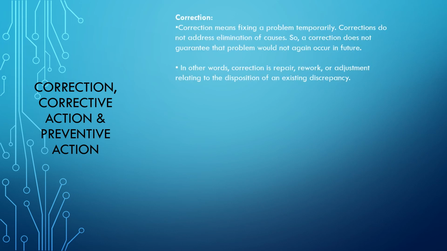So first let's understand what is correction. Correction means fixing a problem temporarily, right? Correction does not address elimination of causes. So a correction does not guarantee that the problem would not occur again in the future, right? In other words, you can say correction is a repair, rework or adjustment relating to the disposition of an existing discrepancy. So now we will understand with an example.